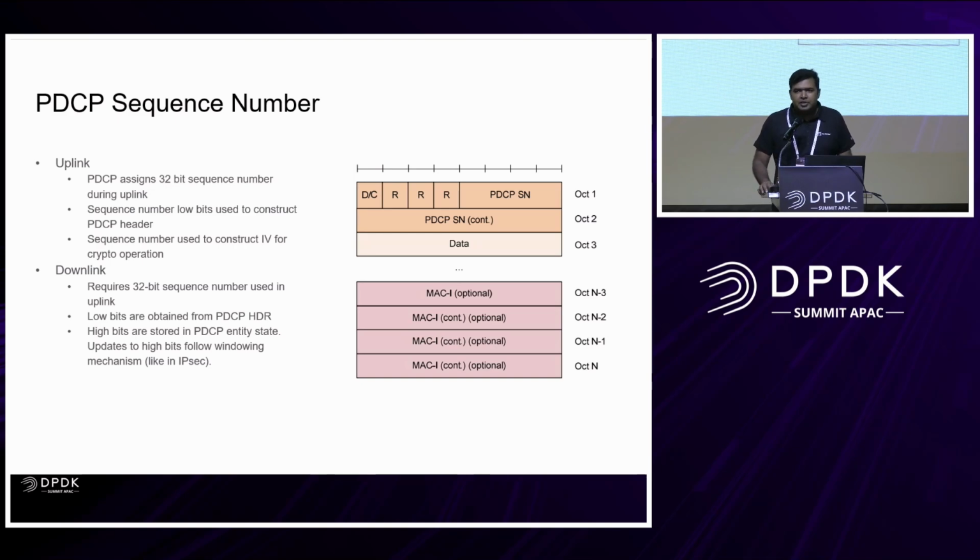So the crypto operations that we discussed earlier, ciphering, authentication, all those would succeed only if the 32-bit sequence number is guessed correctly at the receiving side. If there is any mismatch in the 32-bit sequence number, then the crypto operation itself would fail. It would fail completely.